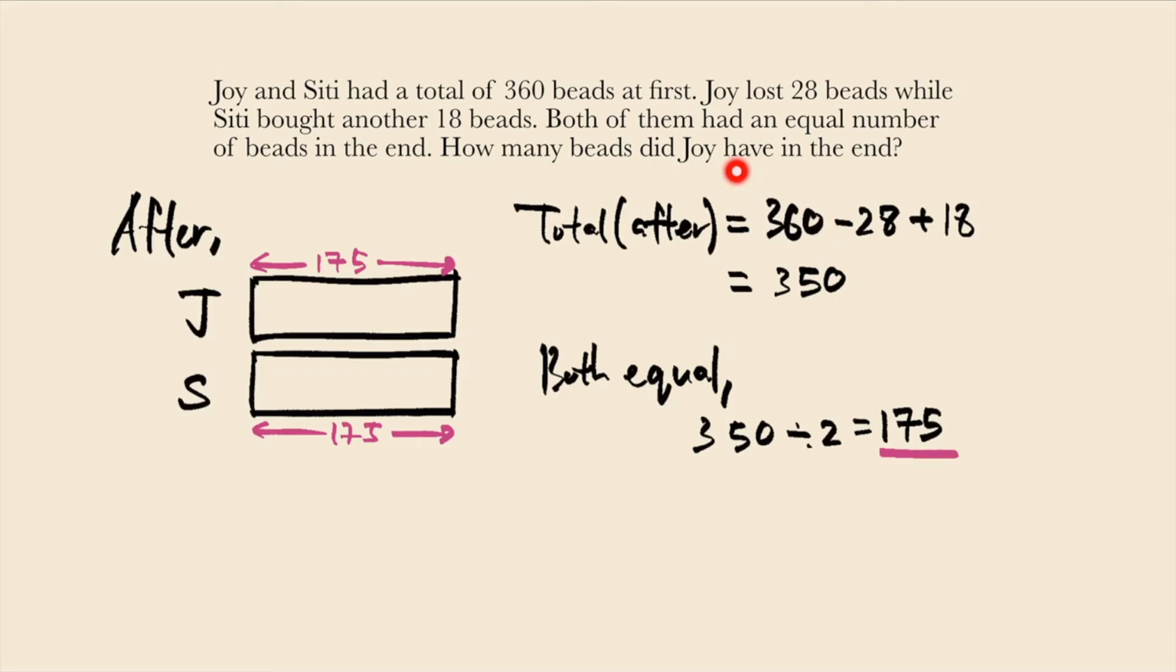How many beads did Joy have in the end? Well, what's in the end? Joy in the end, City in the end, both the same. So we can just take the total and halve it, obtaining 175.